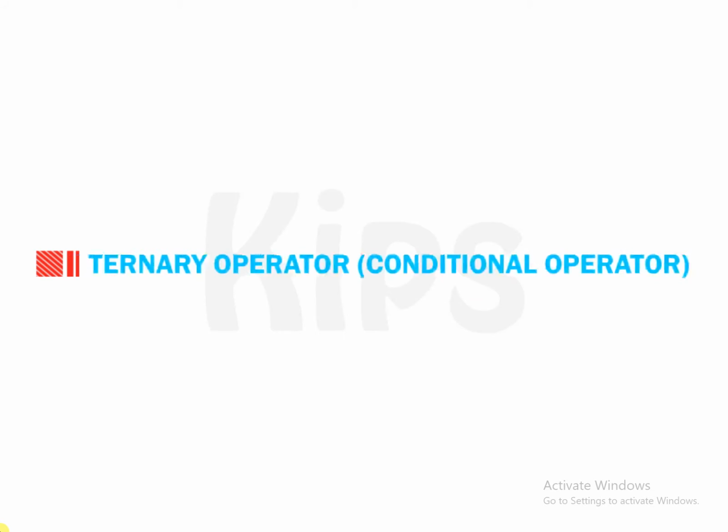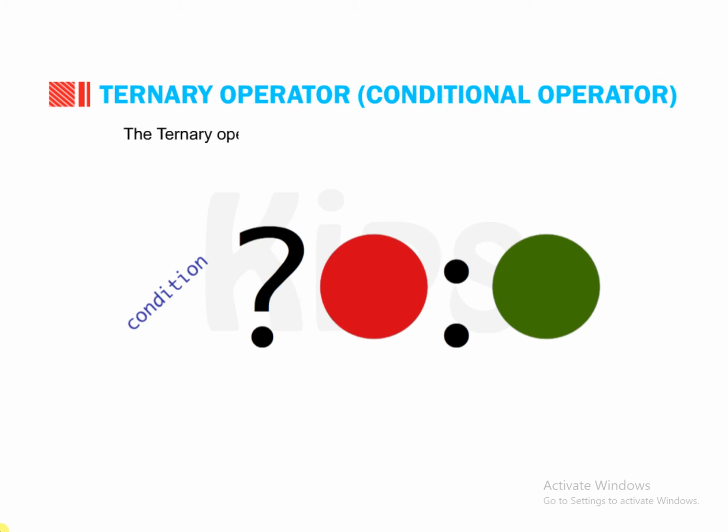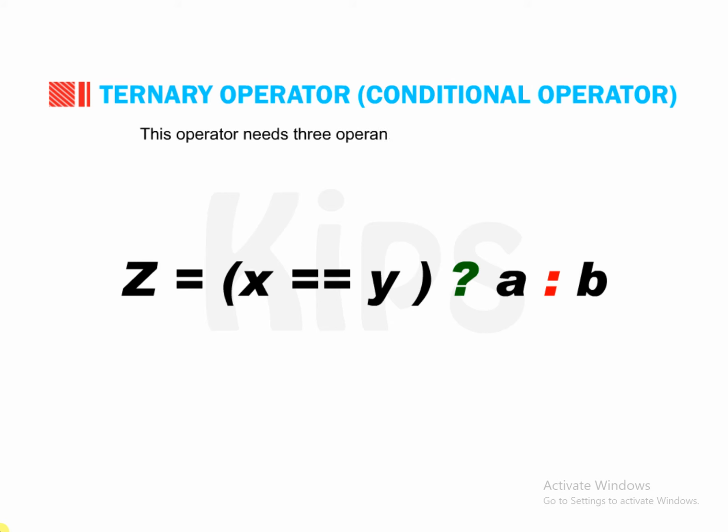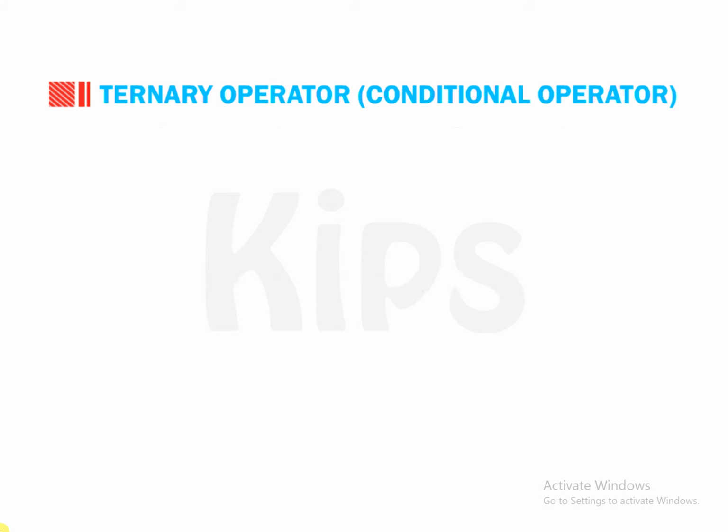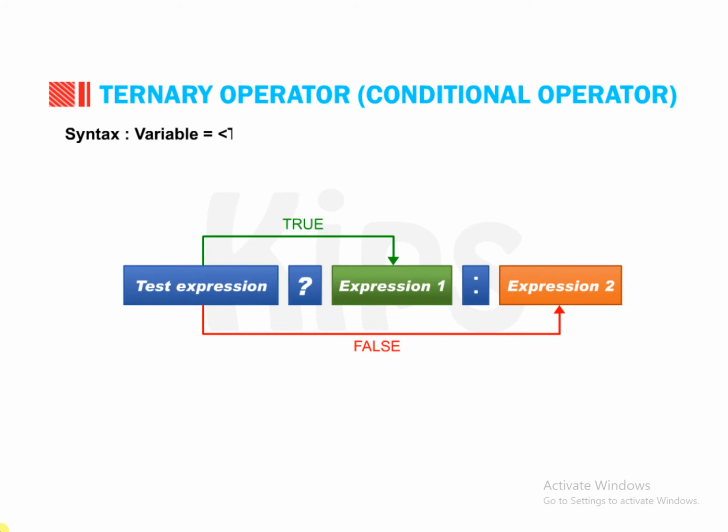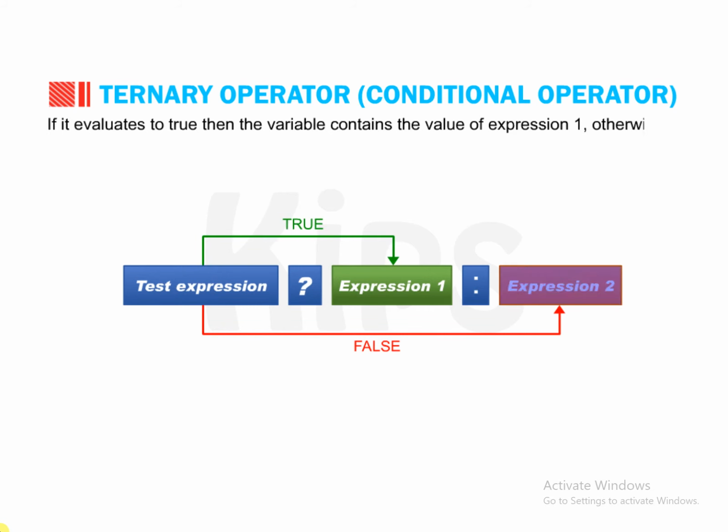Let us learn about the ternary operator, the conditional operator. The ternary operator (?:) is also known as the conditional operator. The operator needs 3 operands to perform an operation. Syntax: variable = test expression ? expression 1 : expression 2; Here the test expression is evaluated first. If it evaluates to true, then the variable contains the value of expression 1. Otherwise, it will contain the value of expression 2.